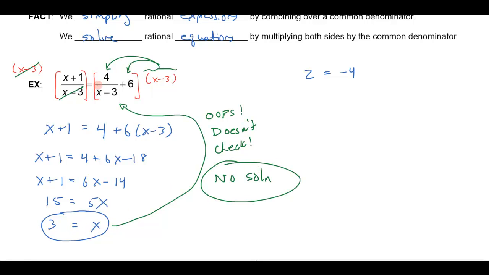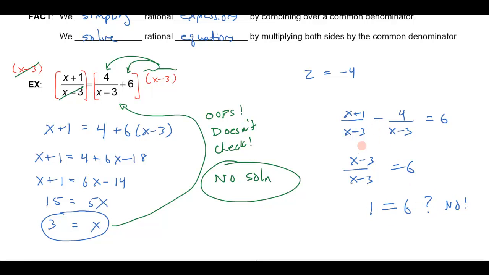In this particular problem, if I would have brought the 4 over x minus 3 on the other side, if I would have done x plus 1 over x minus 3 minus 4 over x minus 3 equals 6, you'd see when I combine these two fractions, I would get x minus 3 over x minus 3 equals 6. And you can see that these x minus 3's are going to cancel everywhere except 3, and you're going to get 1, and 1 does not equal 6, right? And so this actually was an equation that had no solution. It's kind of like this right here. It's just sort of hidden.